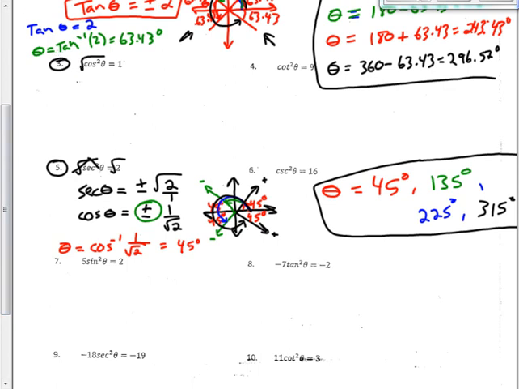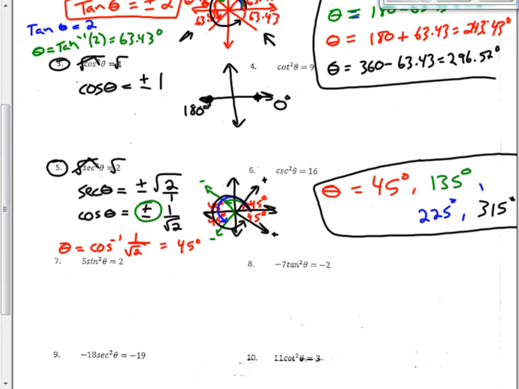So when I take the square root and the squared cancel over here, I get cosine theta equals plus and minus the square root of 1, which is 1. Now if I think about that on my graph here, cosine is the x value, so cosine is equal to 1 out here, and cosine is equal to negative 1 out here. This value is 0 degrees, and this value is 180 degrees.